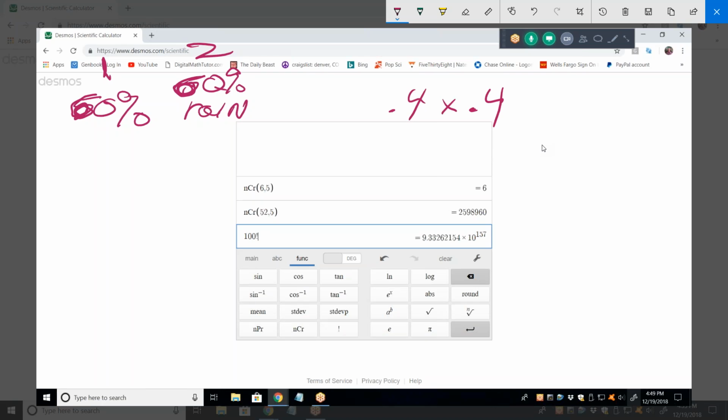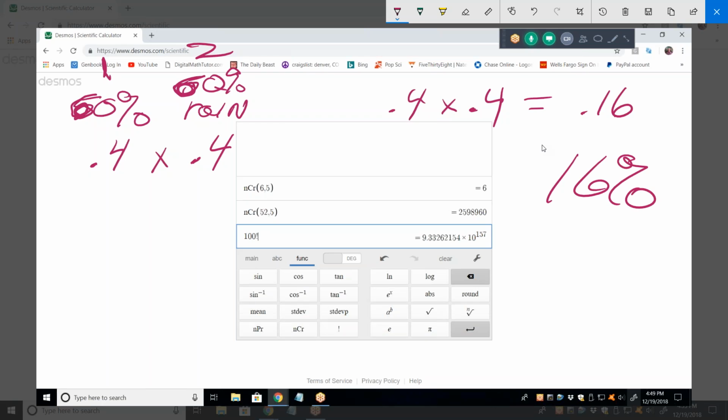That would be the probability. Oh no, you're right. Yeah. In other words, if there's a 60% chance of raining, there's a 40% chance of no rain. And since you need no rain on both days, it's 0.4 times 0.4, or 0.16, 16%.